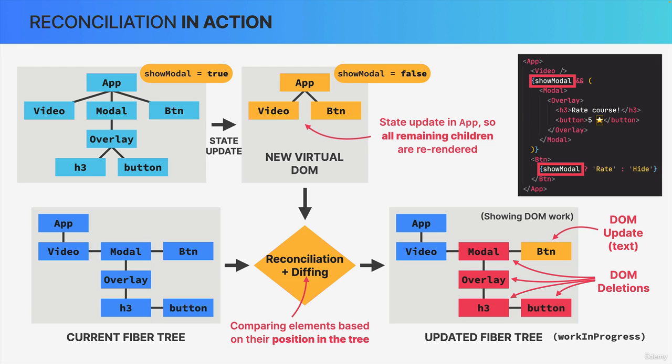Now, once this process is over, all these DOM mutations will be placed into a list called the list of effects, which will be used in the next phase, so in the commit phase, to actually mutate the DOM. Now, what I showed you here was actually still a bit oversimplified, if you can believe that. But I think that this is more than enough for you to understand how this process works.